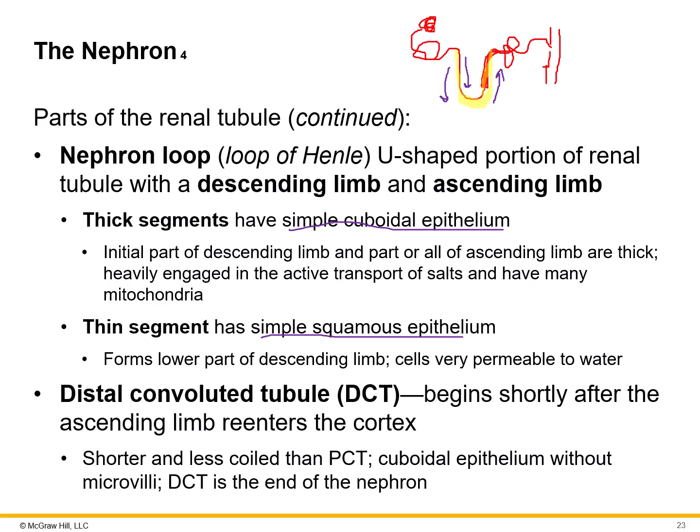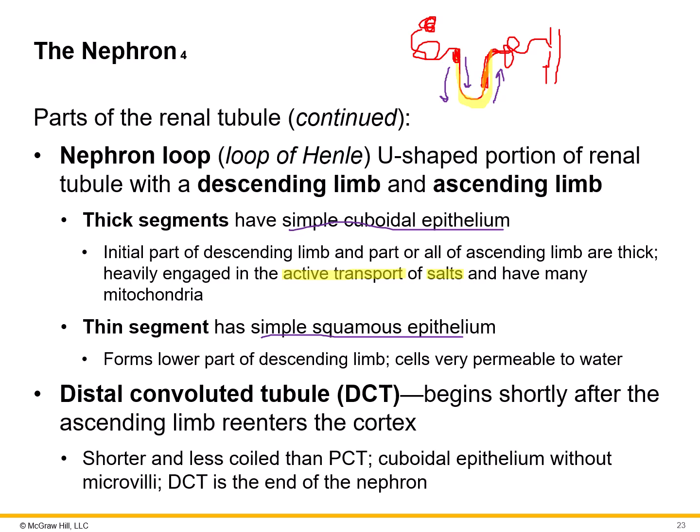Now, structure equals function. When we're talking about the thick segments, and again, that's just the initial part of the descending limb and most of the ascending limb, they are specialized to transport certain things. Active transport of salts is big in this area, and you're going to see lots of mitochondria because active transport requires energy. So we have to have lots of mitochondria in this area, hence why the cells are a little bit thicker.